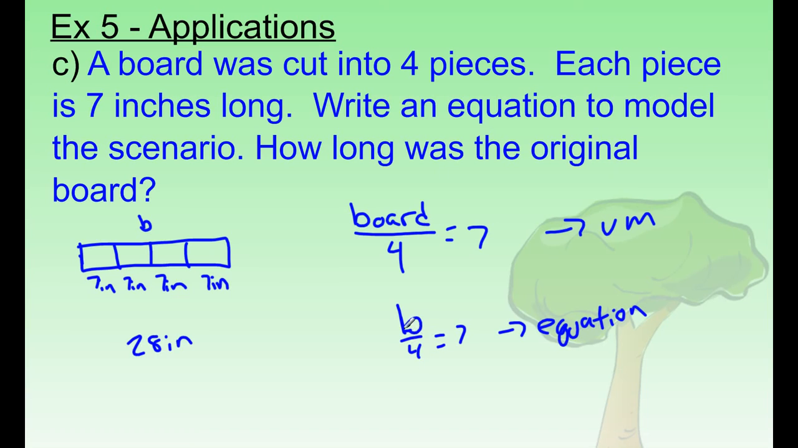And the solution, well, if you multiply both sides by 4, these cancel. B equals 28. And that's what we said we should get when we did our little picture over here off to the side. So the board was originally 28 inches long. And this is the solution.